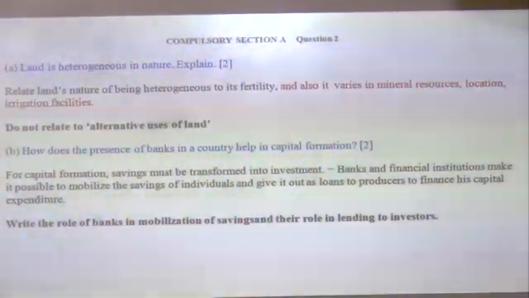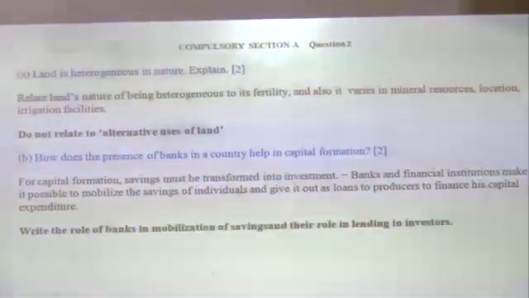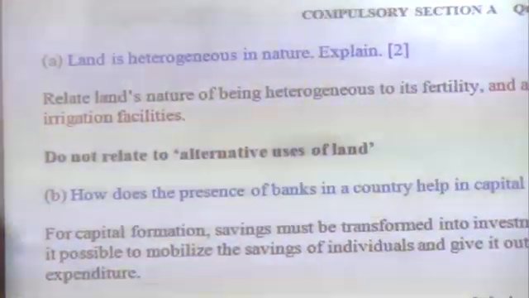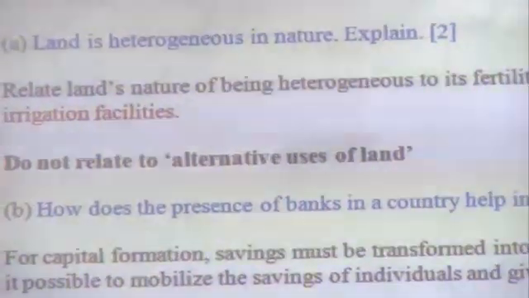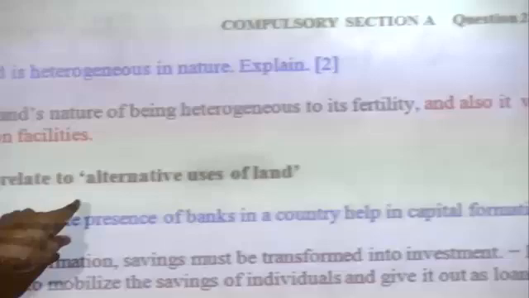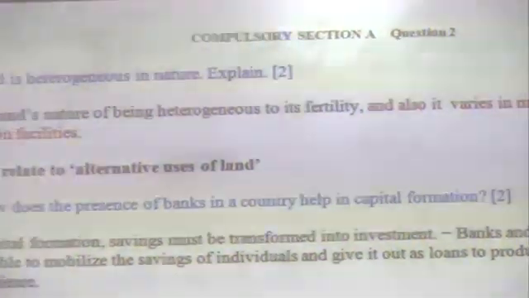So here you see, relate the land's nature of being heterogeneous to its fertility, and also it varies in the mineral resources, location, irrigation facilities, etc. Here, do not make a mistake of writing about alternative use of land. They are asking you, land is heterogeneous in nature. You should not talk about alternative use of land.